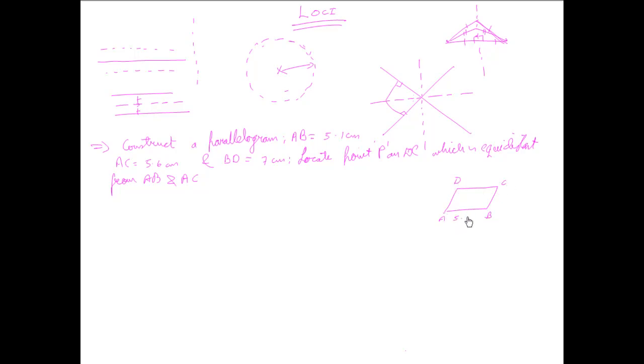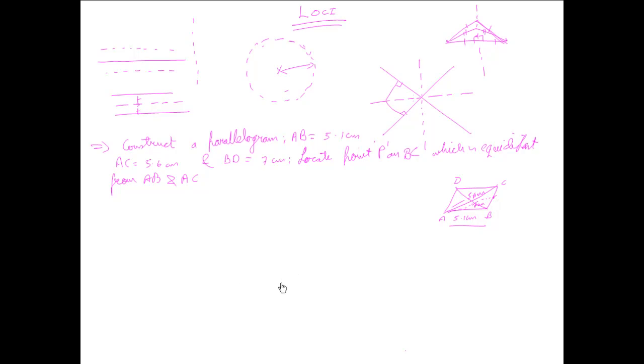AB is 5.1 centimeters, AC is 5.6, BD is 7 centimeters. Point P on DC, which is equidistant from AB and AC. So the locus of that is an angle bisector, children. You get the angle bisector wherever it meets.